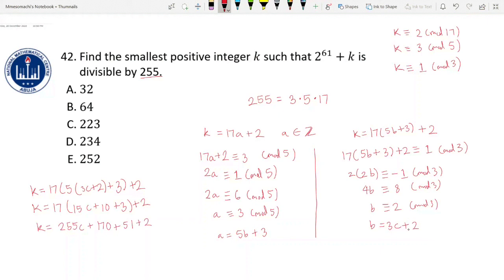So what do we have? k is equal to 255c plus 170 plus 51 plus 2, that is 223. So we're looking for the smallest positive integer, so that occurs when c is 0. And so we have 223.